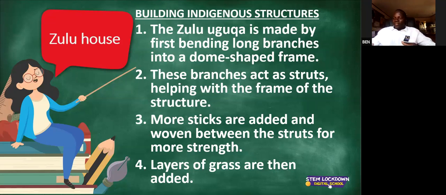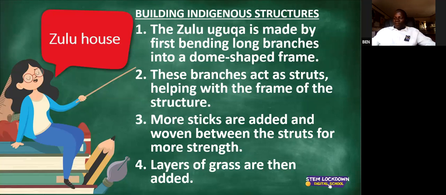Thereafter, these branches will act as struts. You remember the struts are important. They act as struts, helping with the frame of the structure. Then more sticks are added and woven between the struts for more strength. Woven, yes, they make them stronger between the struts, like making a mat. Yes, they will use something to put them together.